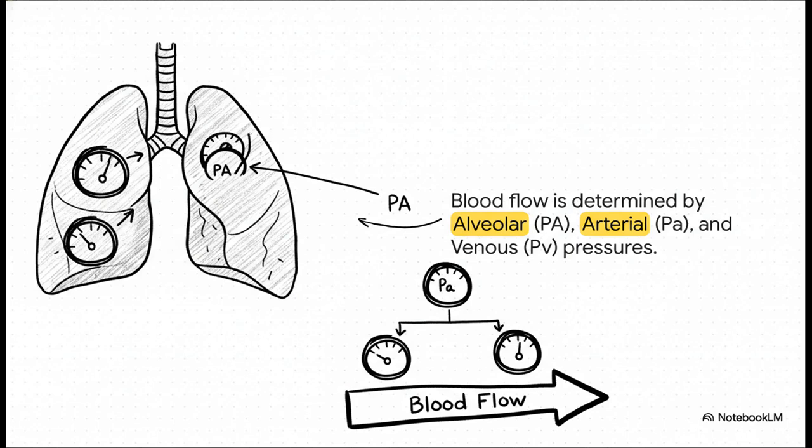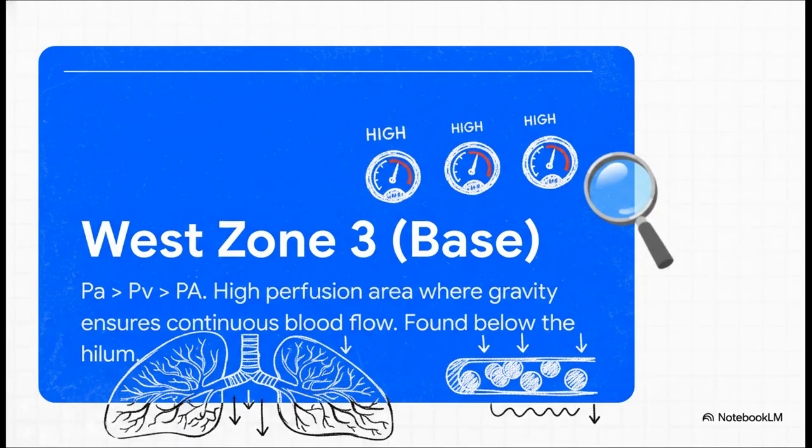And here it is, the whole model. Everything we're about to talk about comes down to the constant battle between these three pressures. Alveolar pressure, which we'll call PA, arterial pressure, Pa, and venous pressure, Pv. The pecking order between these three pressures is what defines each zone. Let's start with the easy one, zone 3, down at the base of the lung.